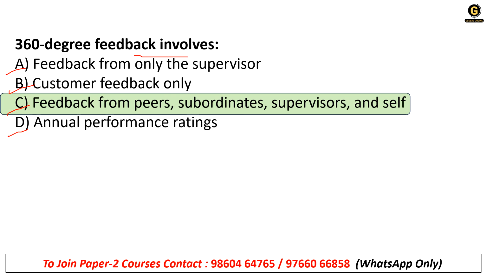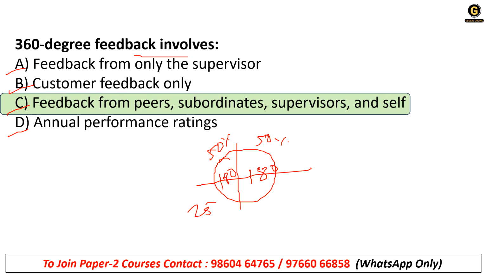Feedback from peers, subordinates, supervisors, and self. That is why it is called 360. See, this is the circle. When we divide it, there is 180 and 180, that means 50% and 50%. When we divide it further, it will be 25%, 25%, 25%, 25%.